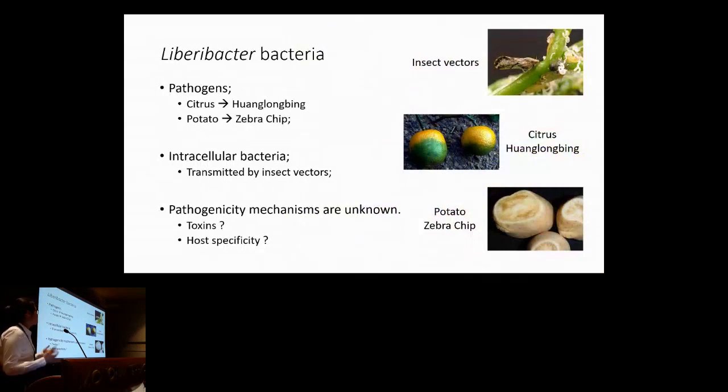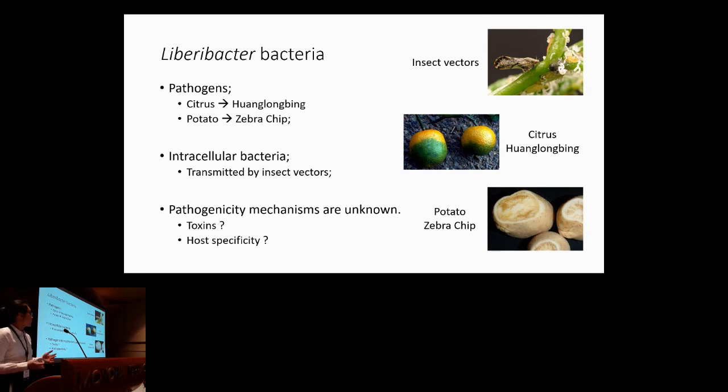Liberibacter bacteria are known to be associated with several severe plant diseases around the world, including citrus Huanglongbing and potato zebra trip. For both diseases, no efficient therapy is available now, and no resistant strain has been found for either plant. Because these two bacteria are intracellular and can only be transmitted by insect vectors, it makes experimental study very difficult.